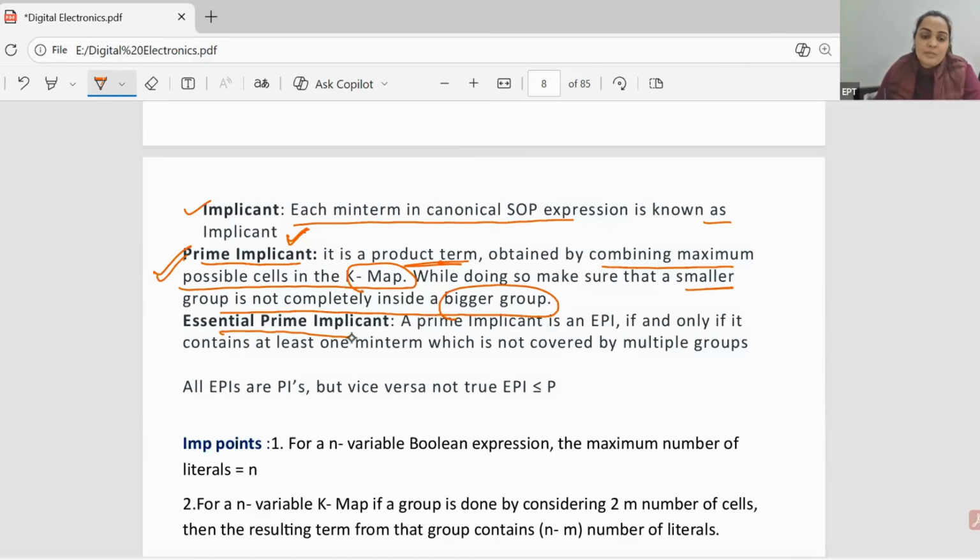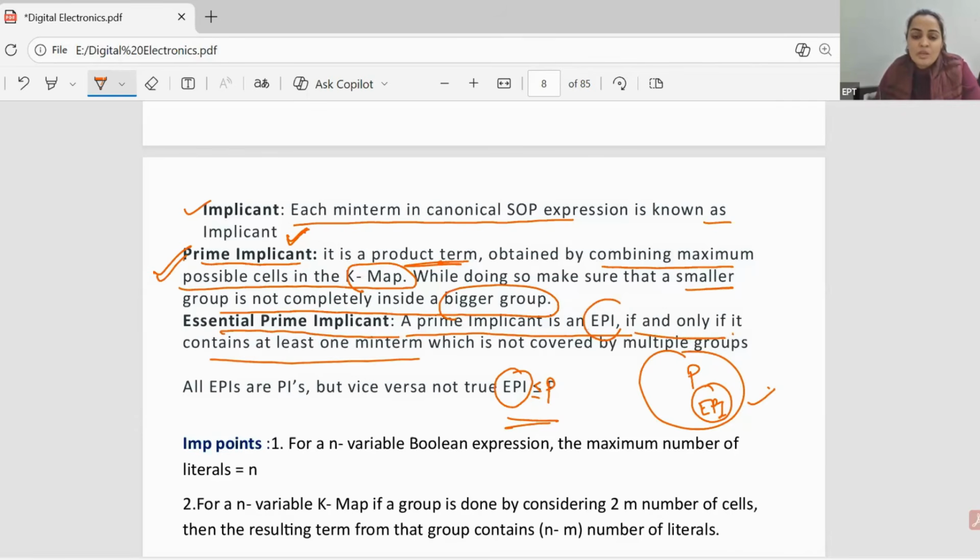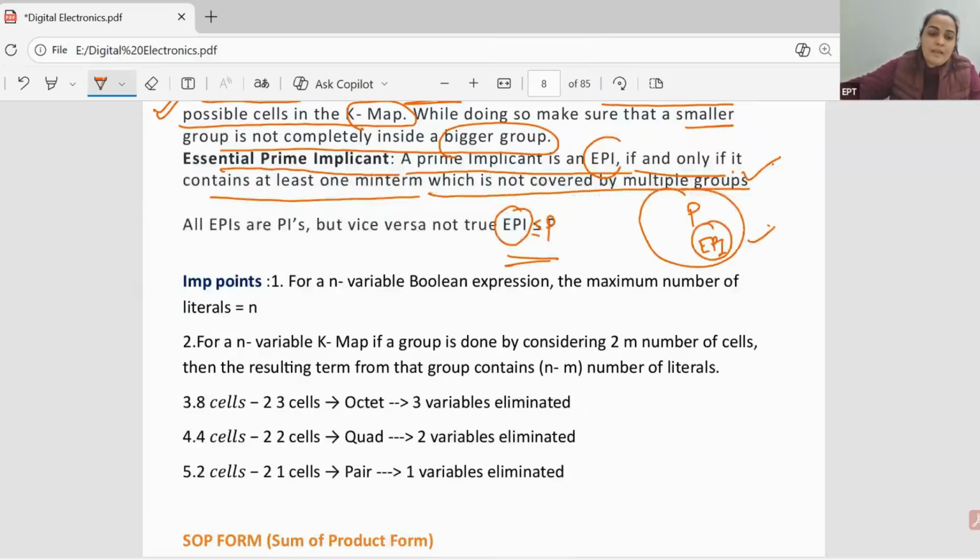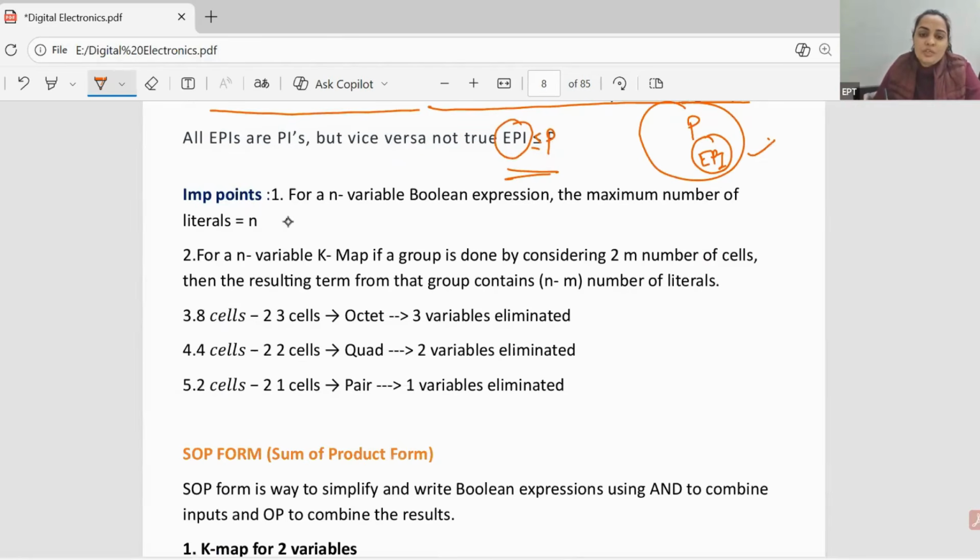You will not require to further simplify that expression. That is the good thing about the K-map. Now, essential prime implicant. The number of essential prime implicants will always be less than or equal to the number of prime implicants. So if this is the prime implicant set, then the essential prime implicants will be a subset, like this Venn diagram. A prime implicant is an EPI if and only if it contains at least one minterm which is not covered by other groups. So there is only one way to get that minterm. These are a few important points.